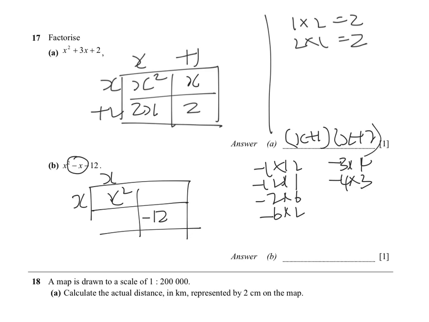Now which of these when added together will give me negative 1? I don't see it here, I see it here, because negative 4 plus 3 will give me negative 1. So that will be the combination, negative 4 plus 3. You can also put 3 on the top and negative 4 below, it's the same. So the answer is (x minus 4) and (x plus 3).